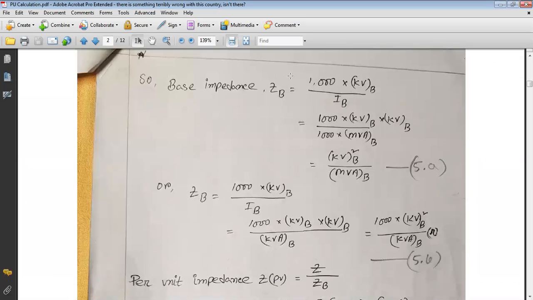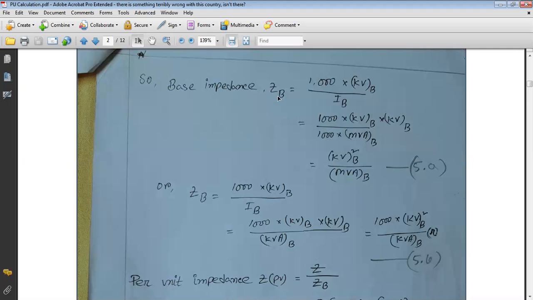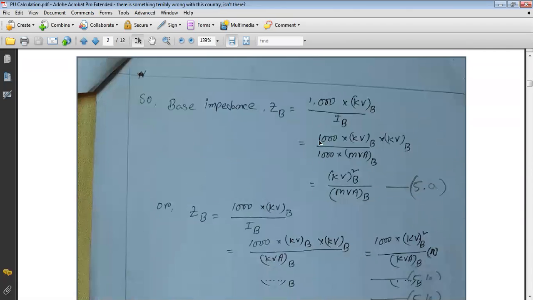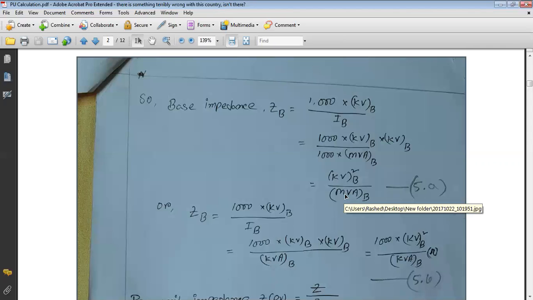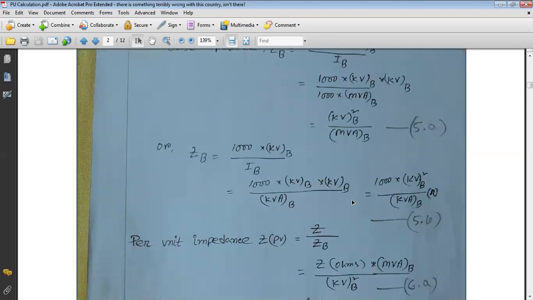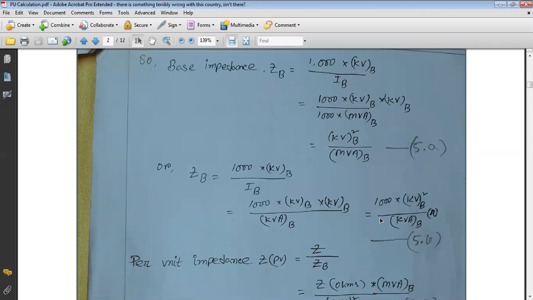And a similar equation for the base impedance. If we want to calculate the base impedance, then the equation is kilovolt square divided by megavolt ampere. So if the power base is megavolt ampere and the voltage base is kilovolt, the final formula is kilovolt square divided by megavolt ampere. And if the voltage base is kilovolt but the power base is kilovolt ampere, not megavolt ampere, then the base impedance equation can be written as 1000 into kV square divided by kilovolt ampere.